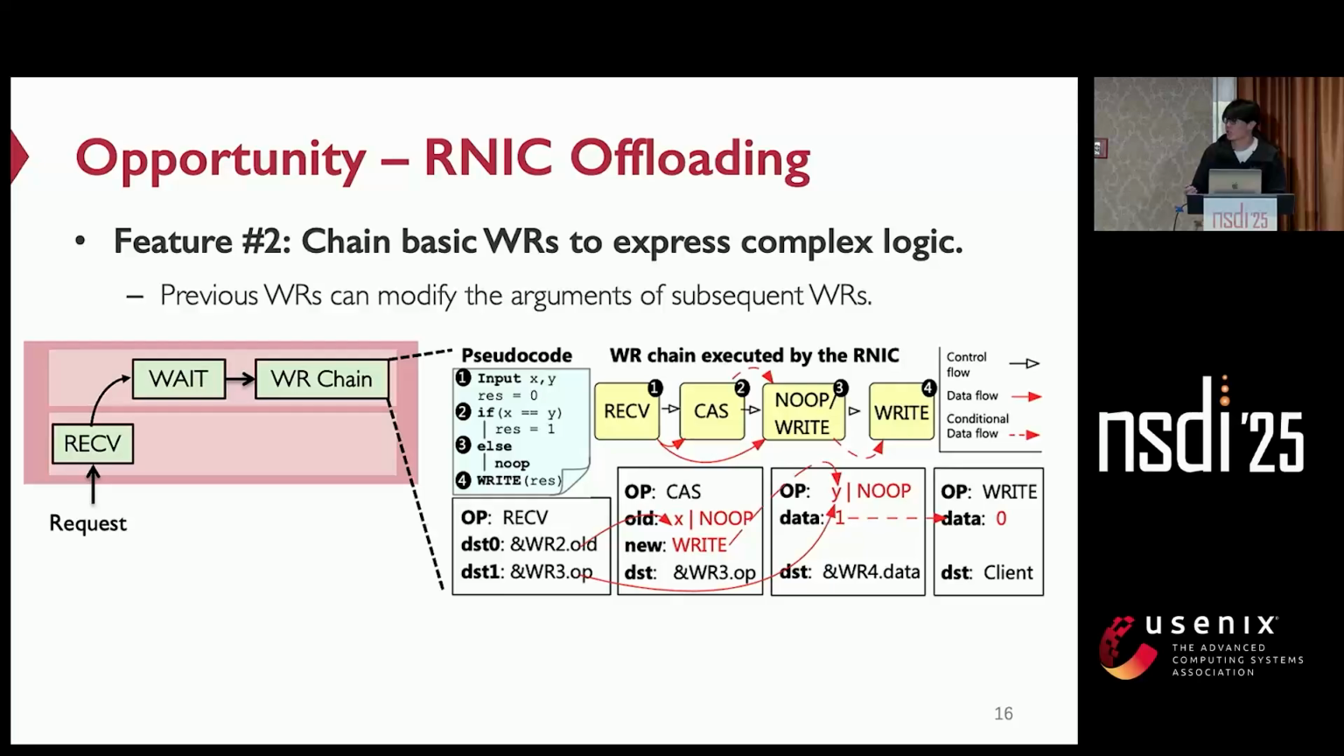Here is a simple example of implementing a function using a work request chain. The function takes two inputs, x and y, and compares their values. It returns 1 if x equals y, otherwise it returns 0.